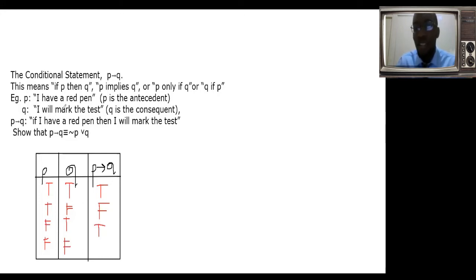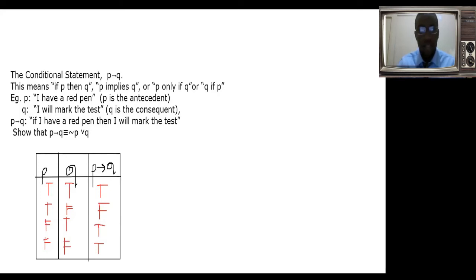Think about it. So it's the same way right here for the truth table. So if I did not have a red pen, but I still mark your test, I did not lie. Now, if I did not have a red pen and I did not mark your test, I kept my promise. Because I did not have a red pen, I did not mark your test, so I did not lie. And so down here it is also true. So the only time it is false is when the antecedent is true, but the consequent is false. That's the only time. All right, easy.